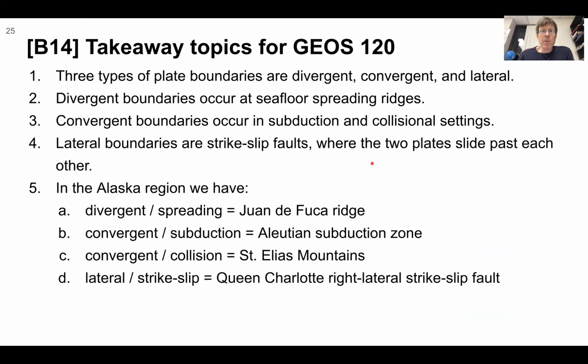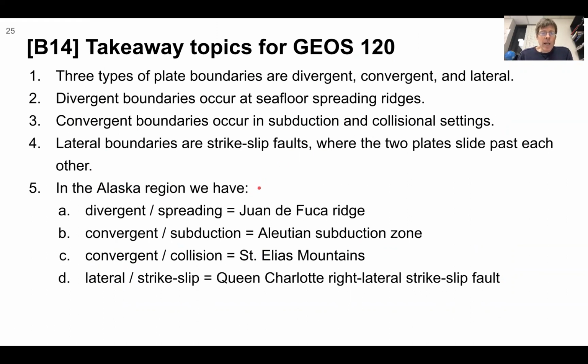Takeaway topics: 3 types of plate boundaries are divergent, convergent, and lateral. Divergent boundaries occur at seafloor spreading ridges. Convergent boundaries occur in subduction and collisional settings. And lateral boundaries are strike slip faults where 2 plates slide past each other.